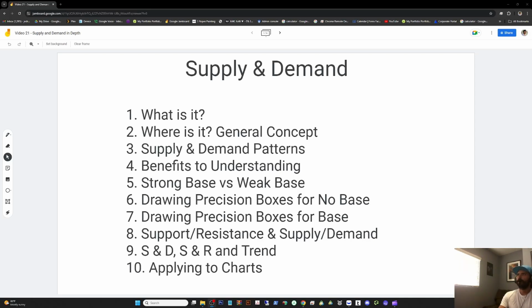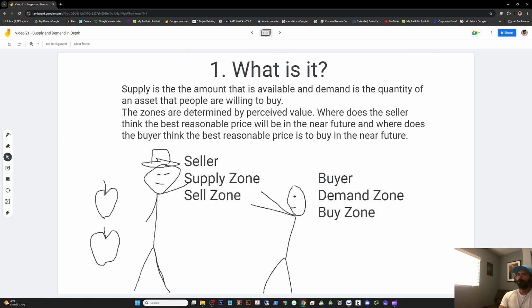Welcome to video 21. In this lesson we'll be talking about supply and demand. What it is, where it is, general concept, supply and demand patterns, benefits to understanding, strong base versus weak base, drawing precision boxes for no base, drawing precision boxes for base, support resistance and supply and demand, support resistance and trend, and I'll probably not be doing the live chart. Maybe at a later date if people watch these videos.